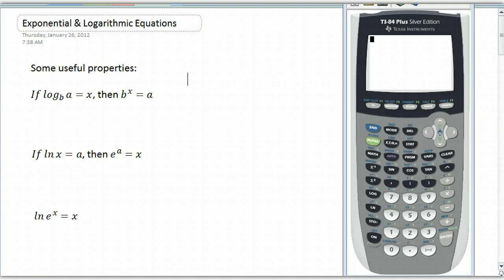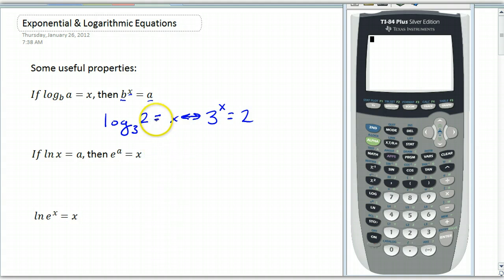If we want to solve exponential and logarithmic equations, we need to be familiar with some useful properties. First of all is the definition of a logarithm, which says that if the log of a base b equals x, then b raised to the x power equals a. So for example, if I have the log of 2 base 3 equals x, then that means 3 to the x equals 2. You need to be able to go backwards and forwards with that definition.